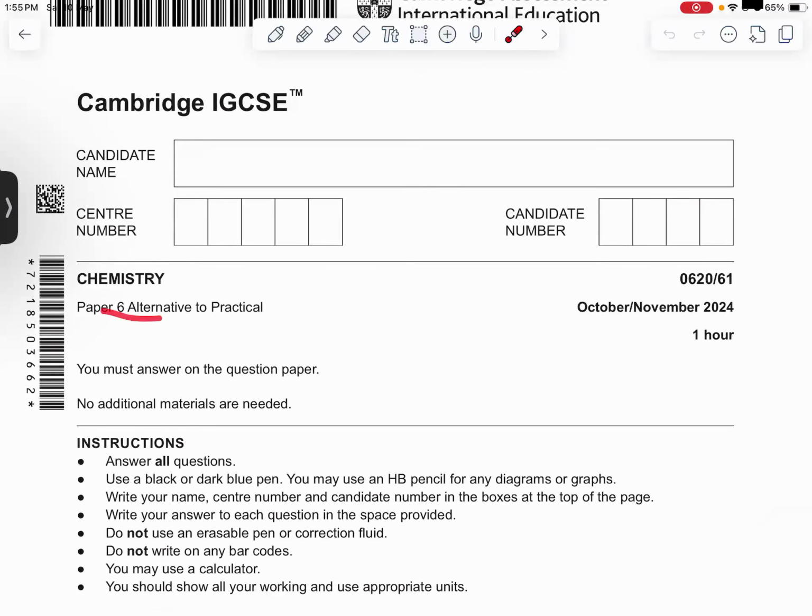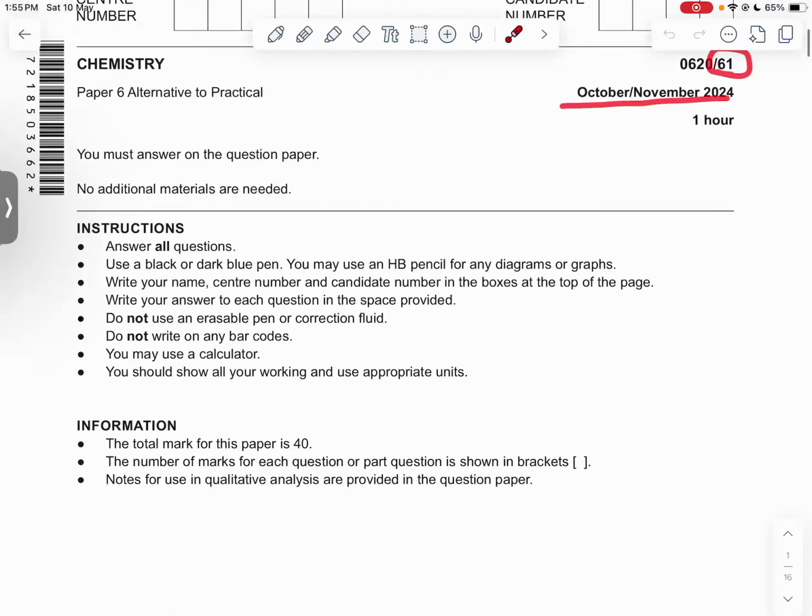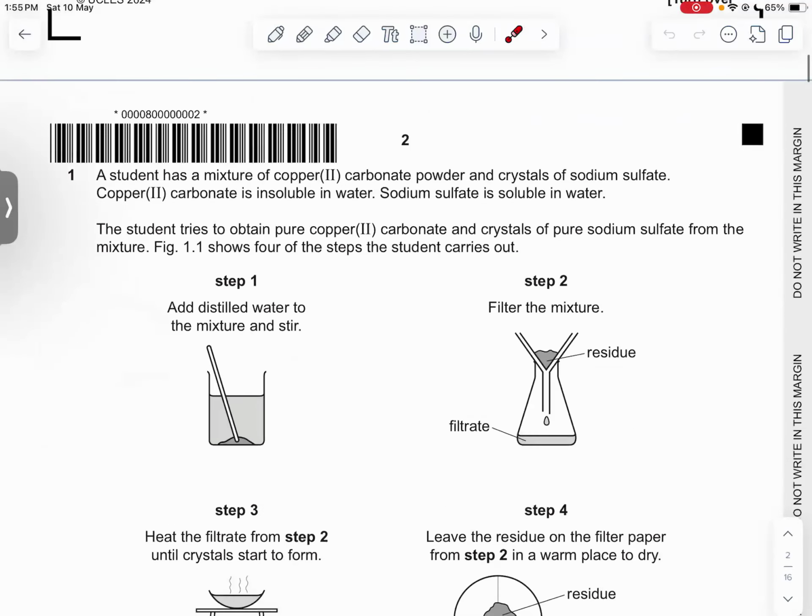IGCSE Chemistry P6, October 2024, variant 1, paper 6. All right, so let's look at the first question. A student has a mixture of copper 2 carbonate powder and crystals of sodium sulfate. Copper 2 carbonate is insoluble in water. Sodium sulfate is soluble in water. The student tries to obtain pure copper 2 carbonate and crystals of pure sodium sulfate from the mixture. Figure 1.1 shows four of the steps the student carries out.